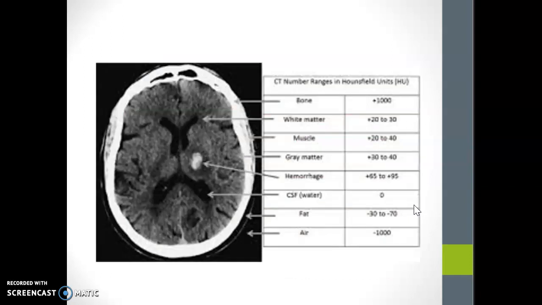So looking at the Hounsfield units of the skull here, you can see that the bone shows up really nice and bright white. The white matter has a lower Hounsfield score of between 20 to 30, so shows up quite dark. CSF shows up really dark because it has a Hounsfield unit score of 0. And then air, minus 1000, shows up dark around the outside.